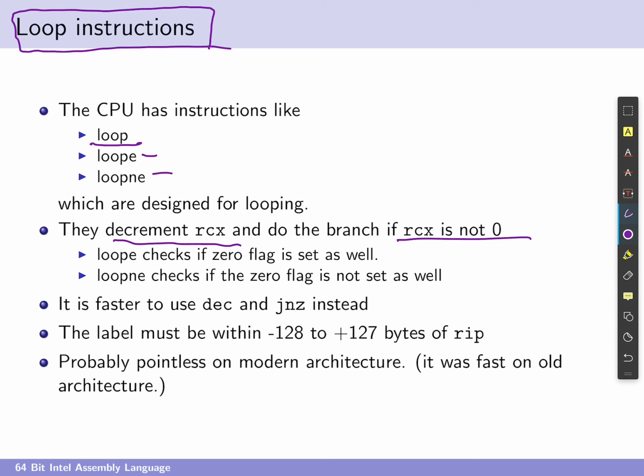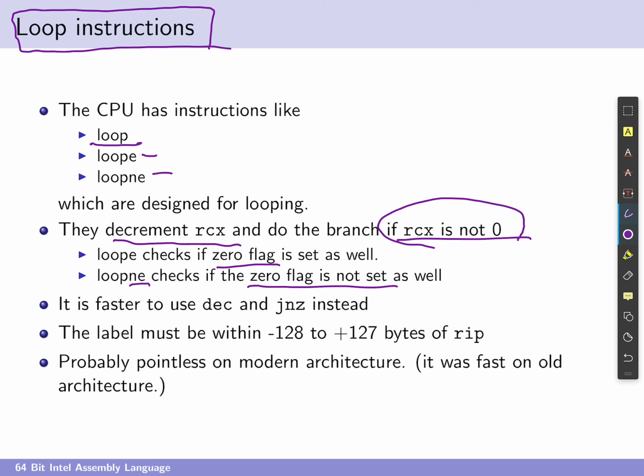Loope and loopne are kind of specializations of that. So it will decrement RCX and it will branch. In this case, it will jump if RCX is not 0 and the 0 flag has been set, in the case of loope. So you would have some comparison before this. So basically you will jump if RCX is not 0 and some condition has been met. And then we have another variant, which is loopne, which will do the same thing if RCX is not 0, but the 0 flag has not been set. So it's 2 specialized versions.